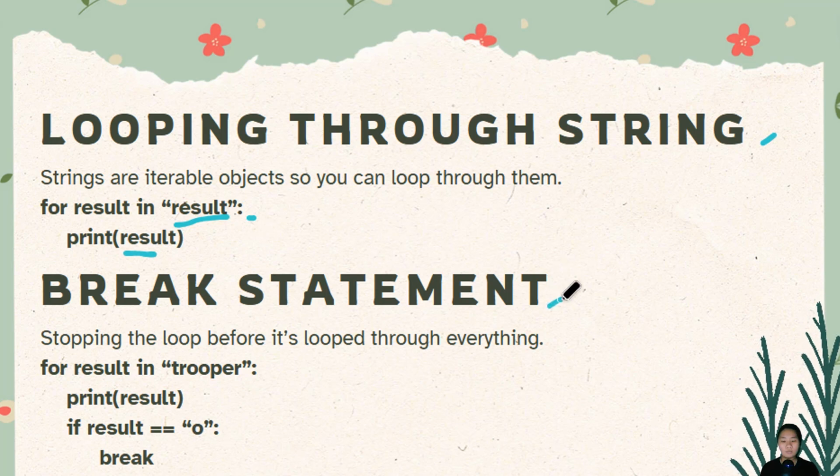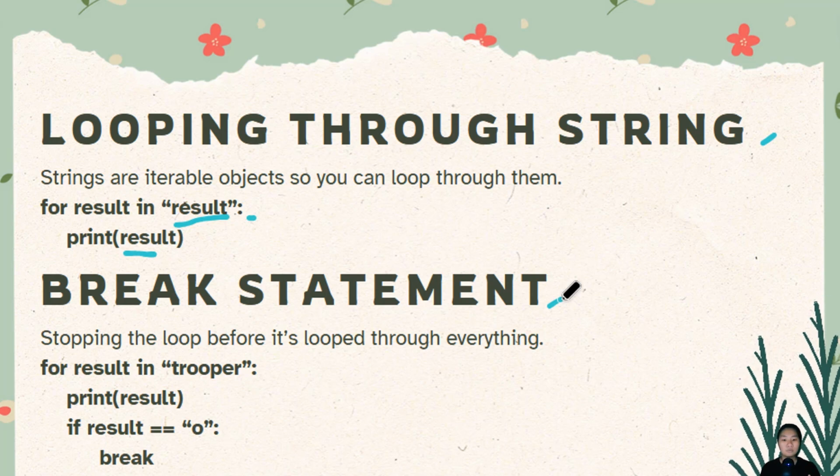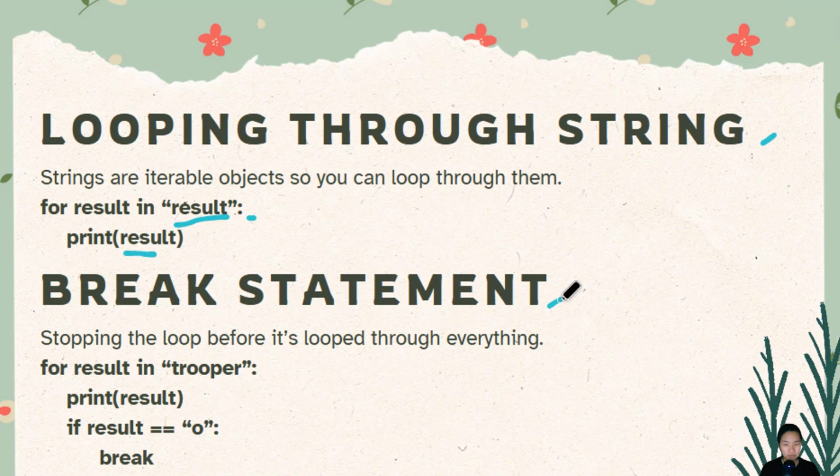Next up, the break statement, which is often used in a lot more things and not just with for loops. You can also use it in while statements as well, as we've seen in the previous lesson on the while loop. A break statement would stop the loop before it's looped through everything, so it's basically like a stop button.